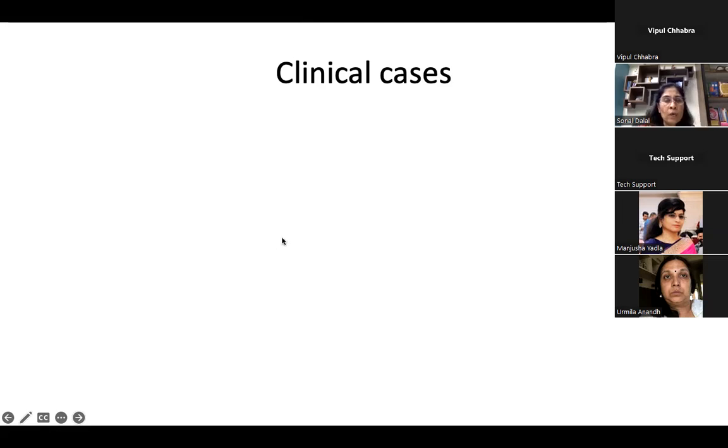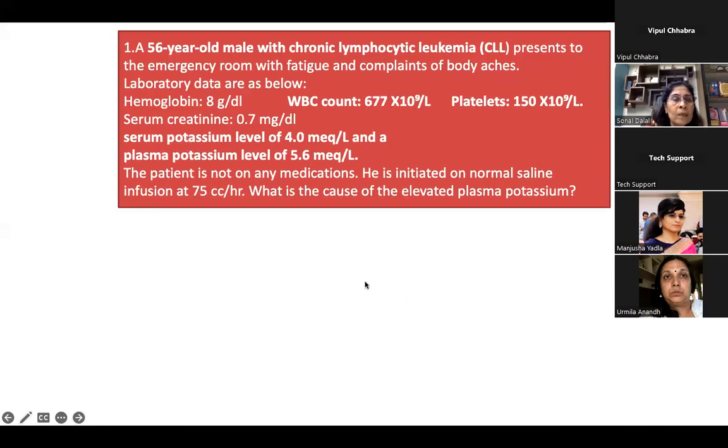So now we move on to our 5th round, that is the clinical round, which is case solving. Case number 1. This is a 56-year-old male with chronic lymphocytic leukemia. He presents to the emergency room with fatigue and complaints of body ache. The lab shows hemoglobin of 8, WBC 67,700, platelets 150,000, creatinine 0.7, serum potassium is 4 and plasma potassium is 5.6. The patient is not on any medication. He is initiated on normal saline infusion at 75 cc per hour.